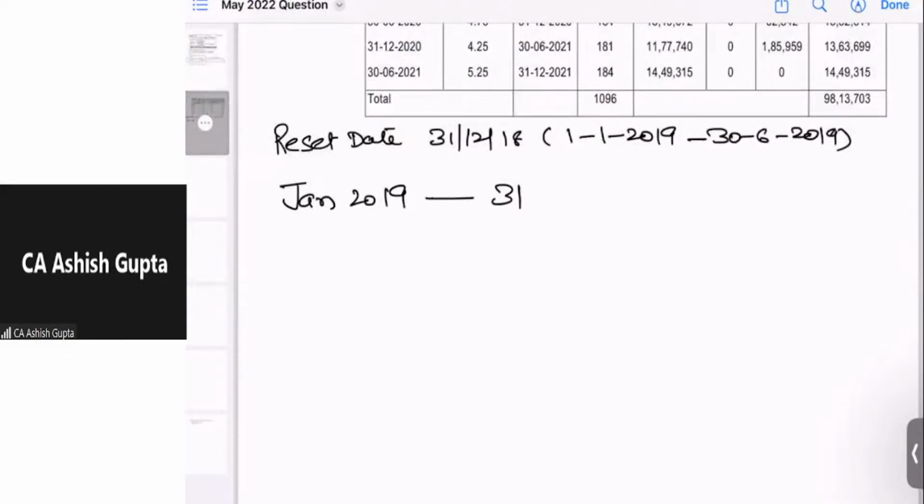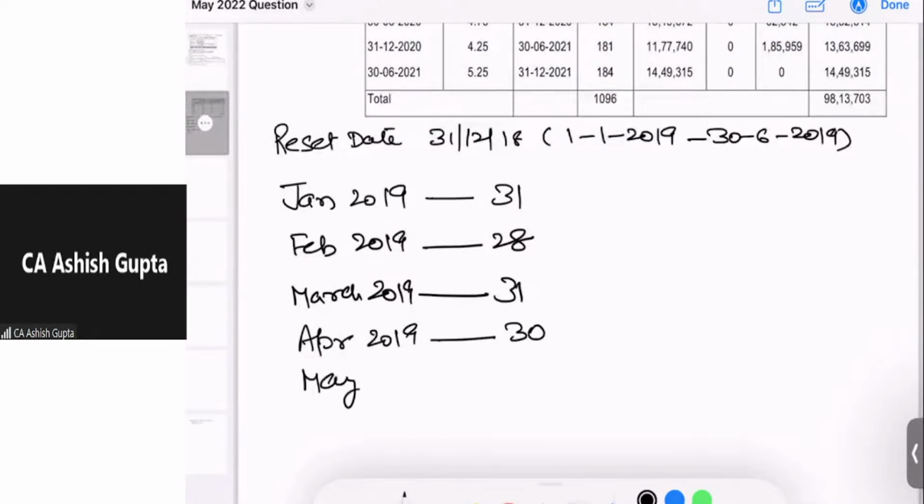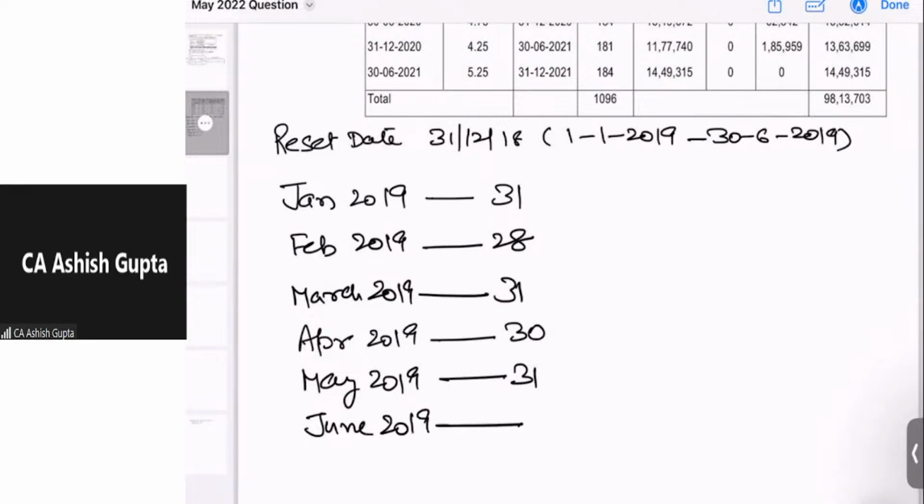Okay, now I take February 2019. The days are 28. March 2019. The days are 31. Okay, April 2019. The days are 30. This is May 2019. The days are 31.